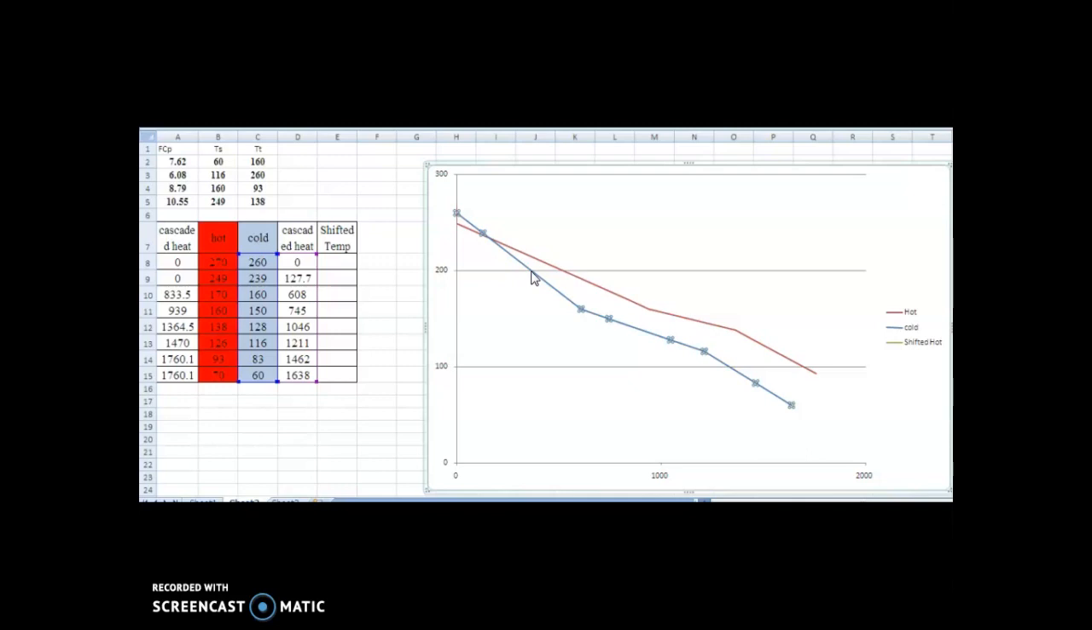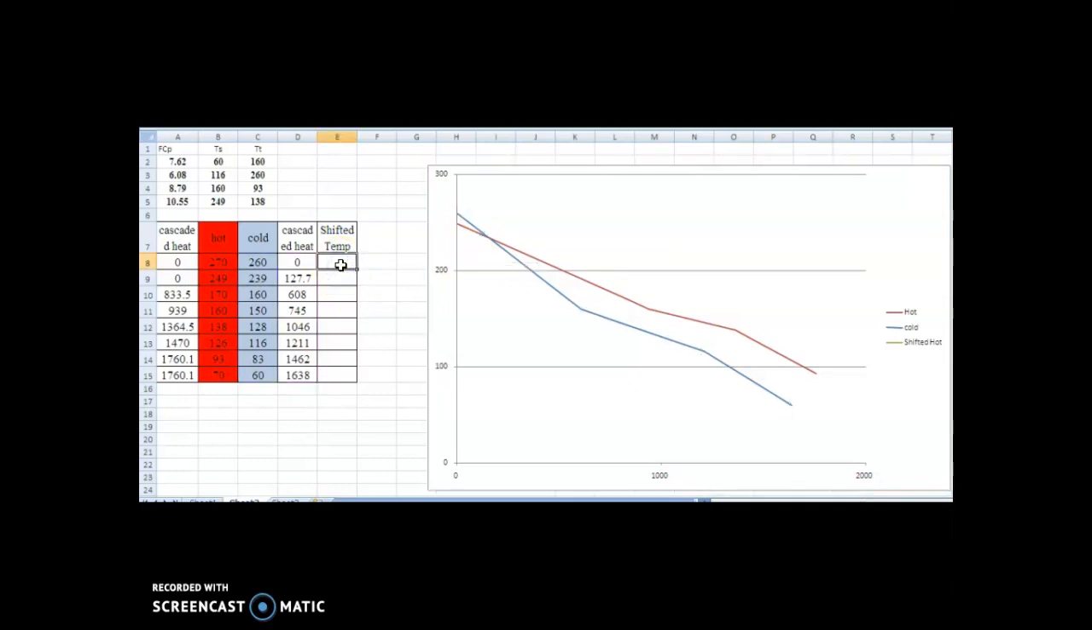We can shift one of the two curves right or left until the cold curve is everywhere below the hot curve. So this is not decided, whether we will shift it 5 degrees Celsius, 10 degrees Celsius, or 20 degrees Celsius, right? So here we will shift this hot curve. We can shift either the hot curve or the cold curve. So here we are shifting the hot curve.